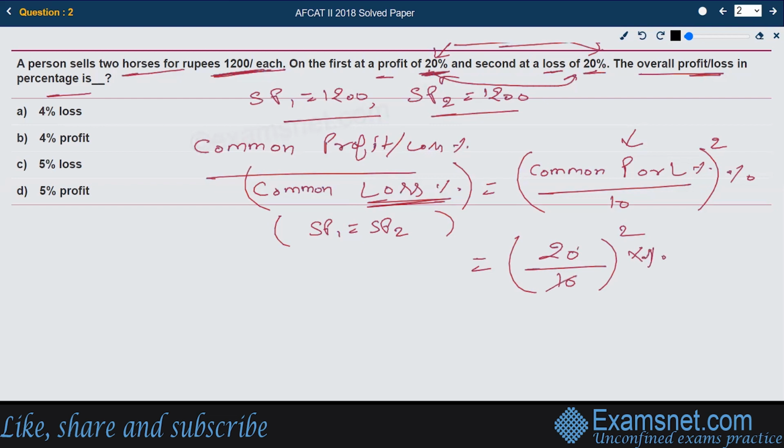So if I cut, this is going to be 2 and this is going to be 4%, simply the answer. So we don't need to know the cost price, nor do we need to deal with the selling price. If the selling price is the same for two articles and there has been a profit or a loss of similar percentage value, then the common loss always occurs, and it comes out to be 4% loss always. So the right answer becomes A, 4% loss.